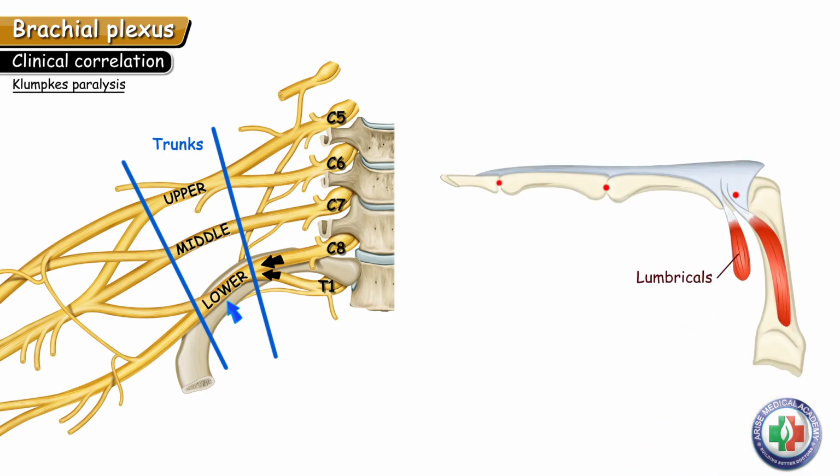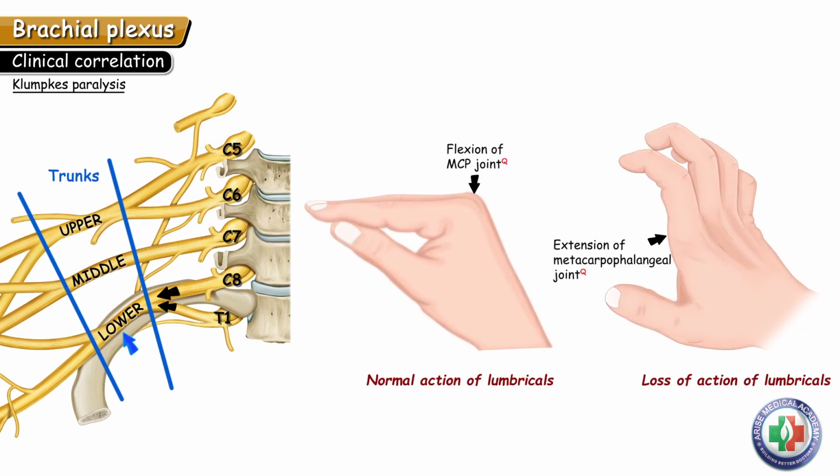The normal function of lumbricals is to cause flexion of the metacarpophalangeal joints and extension of the interphalangeal joints. Loss of action of these intrinsic muscles of the hand leads to extension of the metacarpophalangeal and flexion of the interphalangeal joints. And this deformity is called as the complete claw hand. So, complete claw hand occurs in Klumpke's paralysis.